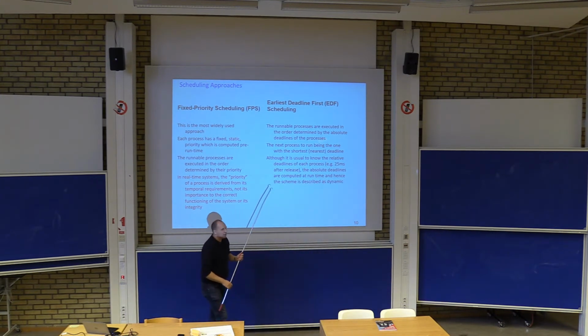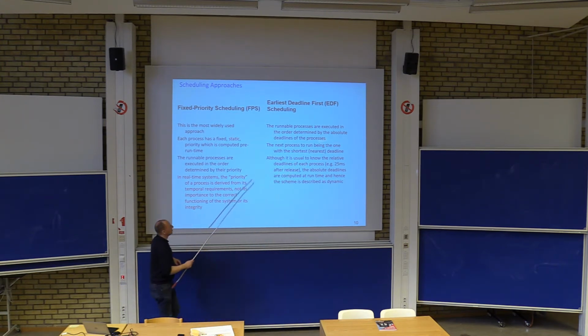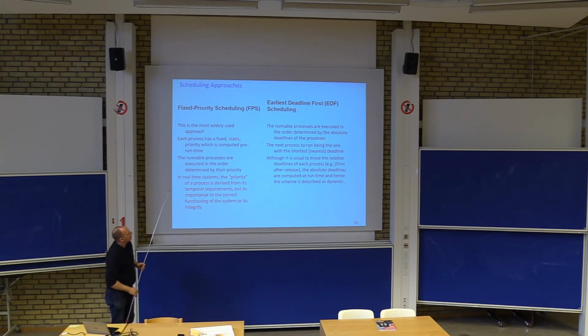And you can think about this as having dynamic priorities, right? Because when you're close to a deadline, you will have higher priority than if you're far away from a deadline. So that's why you also call this a dynamic priority approach. But we will start with the fixed priority scheduling.